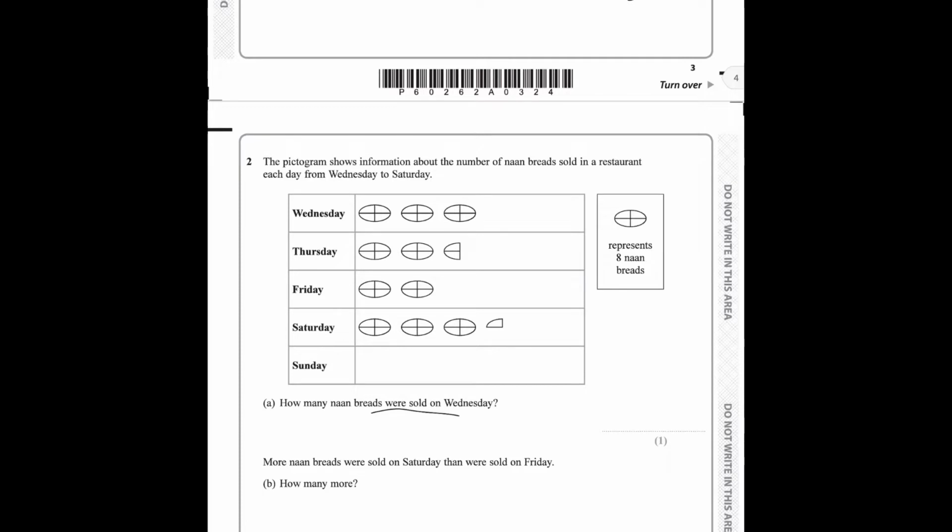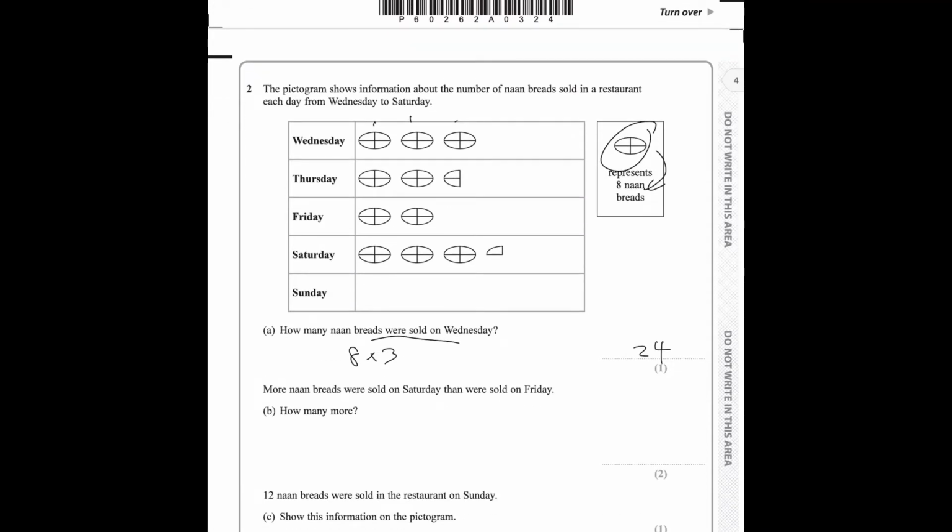So the pictogram shows that. How many naan breads were sold on a Wednesday? Since this one symbol represents 8 naan breads, and there are 3 symbols here, you just do 8 times 3. That should give you 24 that have been sold on Wednesday.